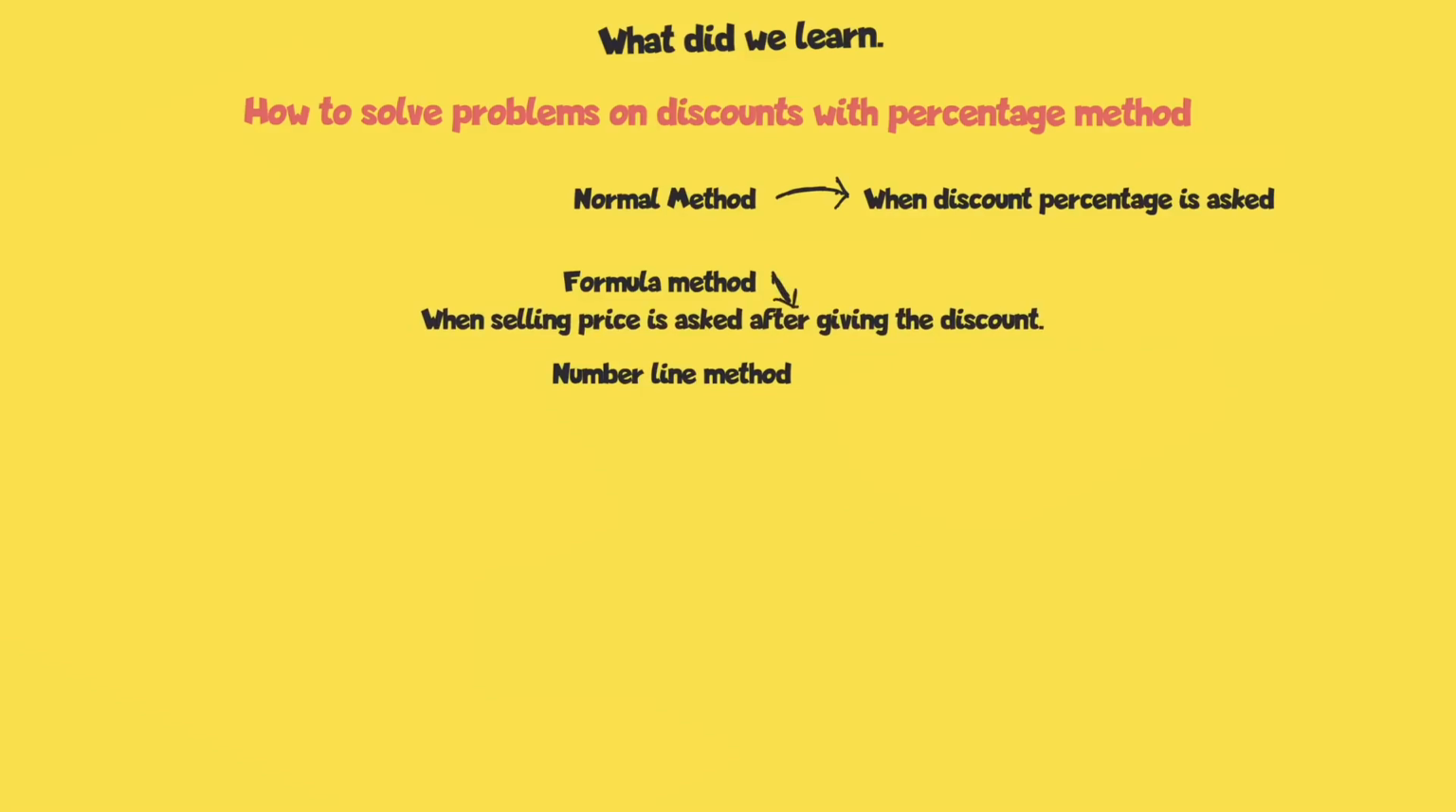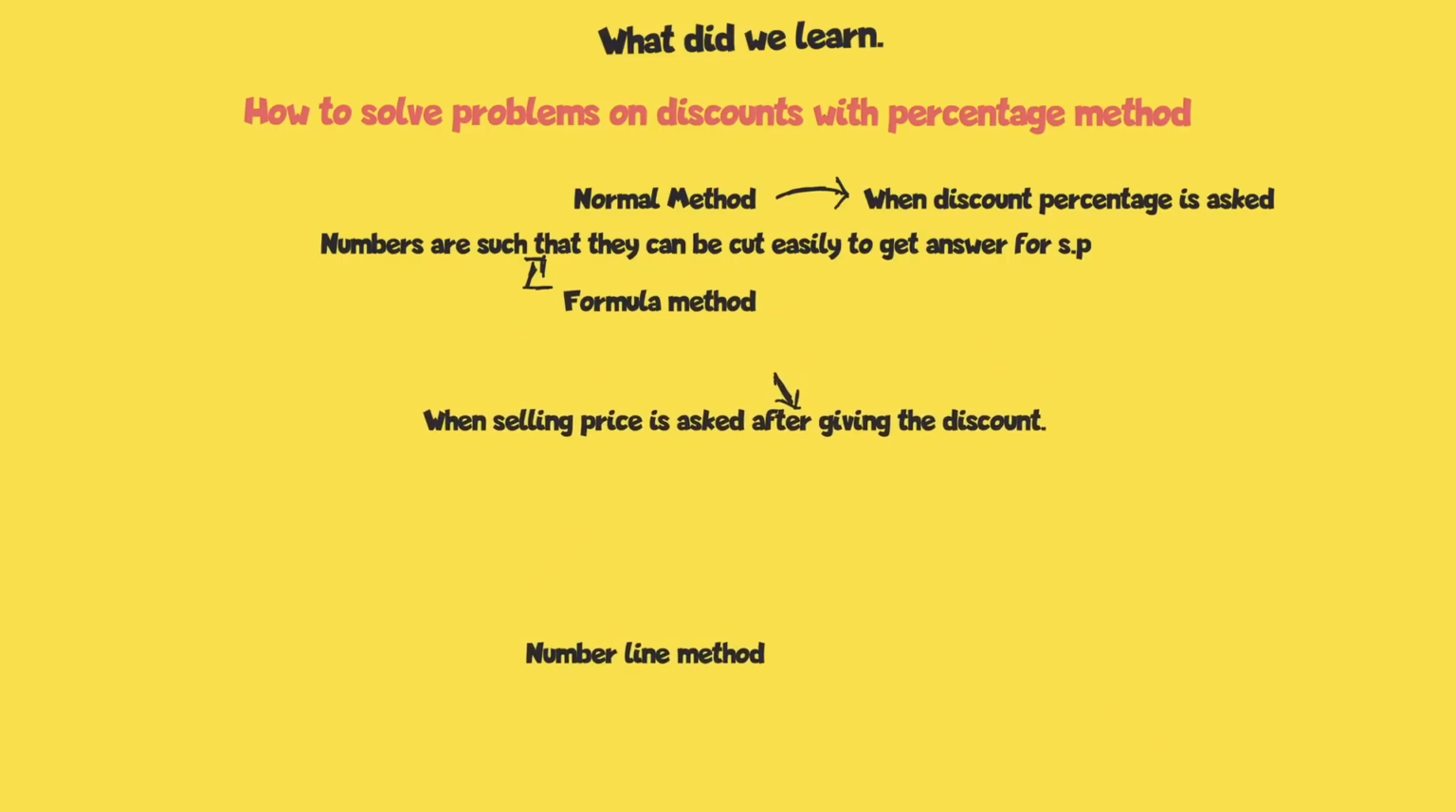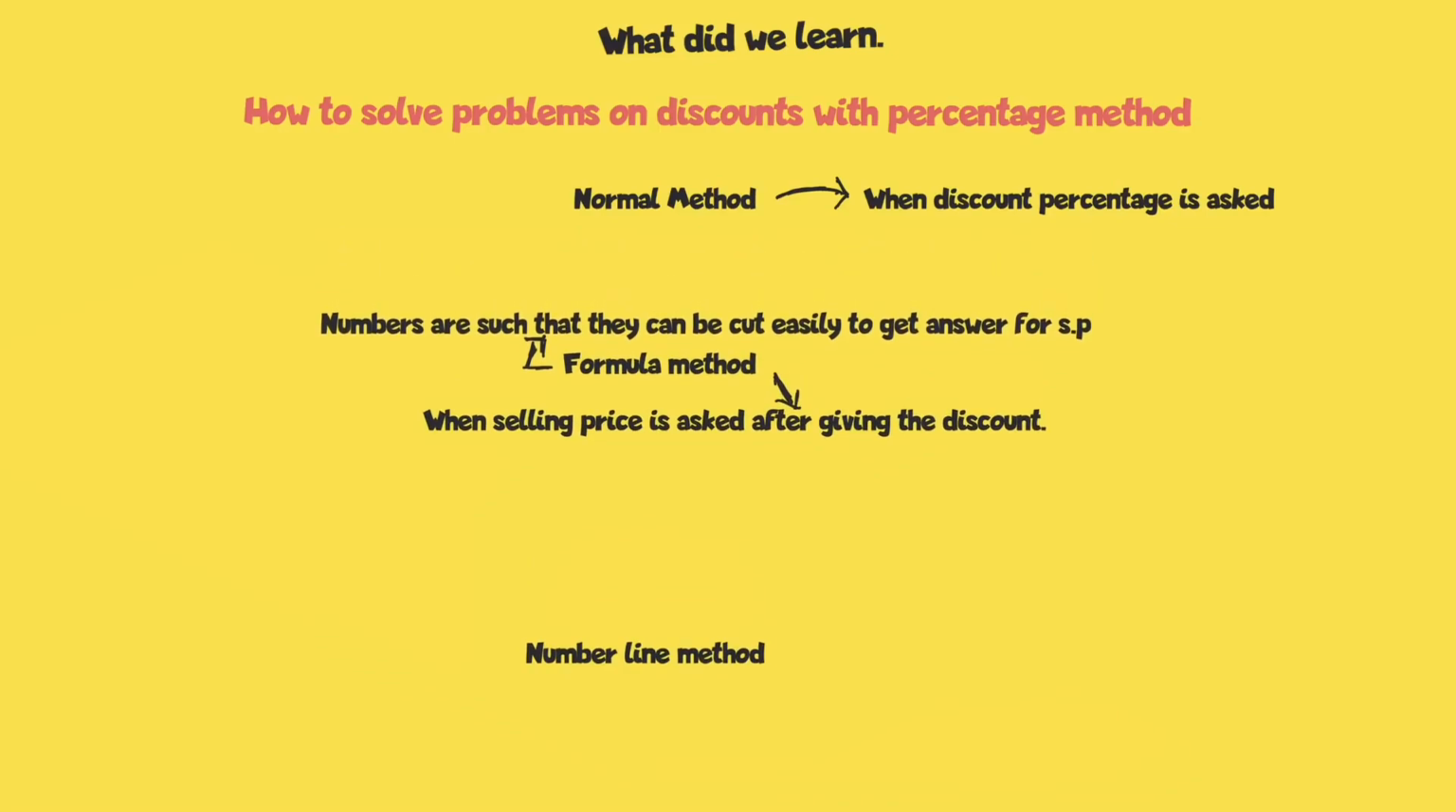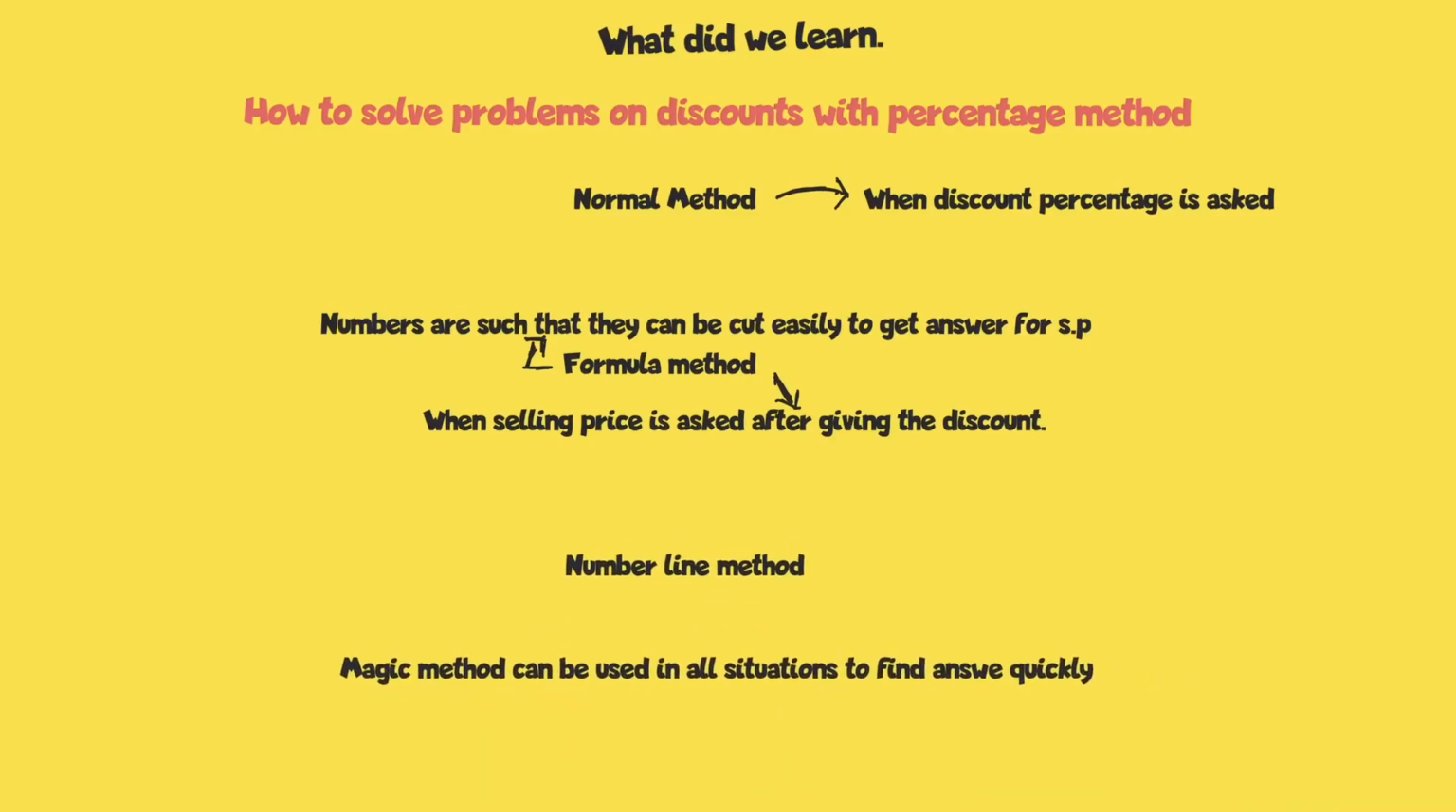So if they ask you something in terms of value, I am giving you a mark price, give me the value of selling price. Don't tell me the discount percentage, give me the value. That is when you use the formula method. And also when numbers are such that, when you cut them easily, you get the selling price. The mark price will be given, and if you put it in a formula, it will be easy to cut and reach the value of your selling price. So if the problem is designed in such a way that you are being asked the value and you can easily cut and reach your answer, use the formula method.